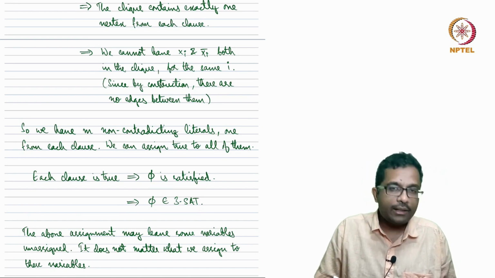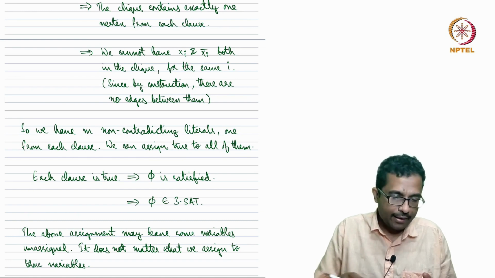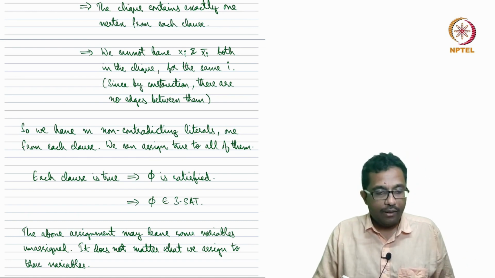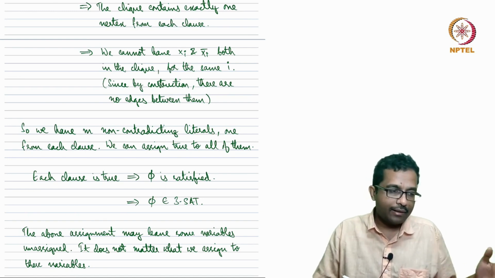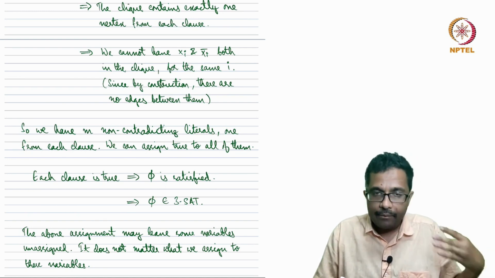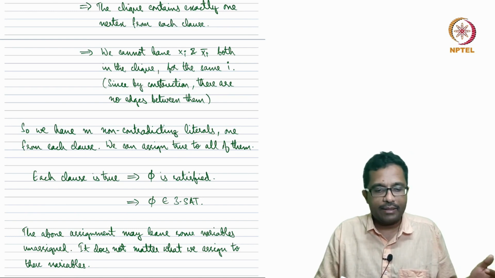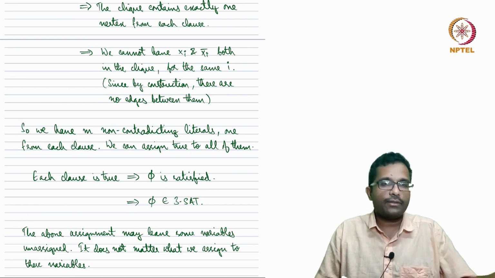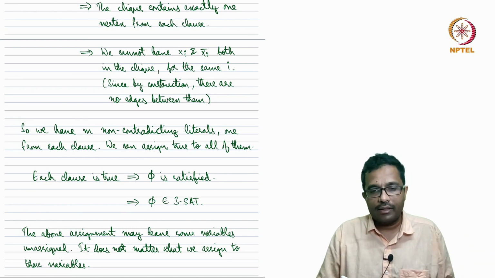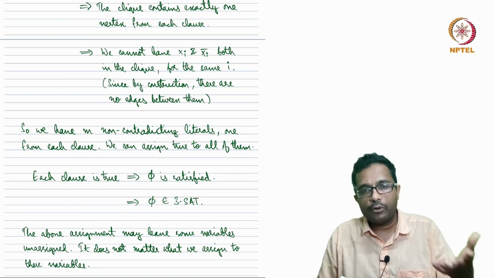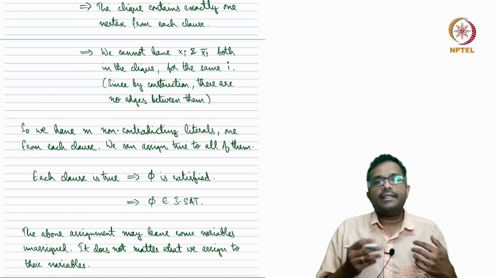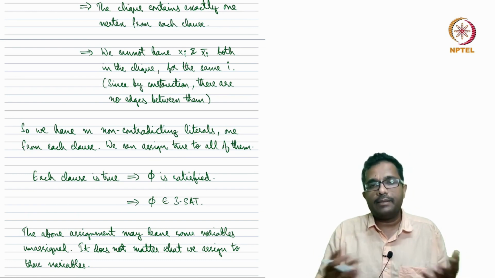So it is possible that since we assigned some xi to be true, some xi to be false, some xj's or some xk's may not have been assigned anything. Maybe x1 may satisfy 2 clauses, x2 may satisfy 3 clauses. So maybe it so happens that x4 is never assigned by this process. But what it means is that we can assign x4 to true or false, it doesn't matter.